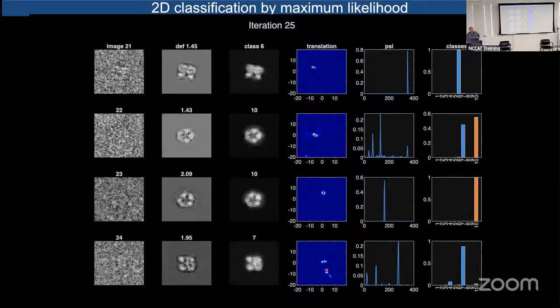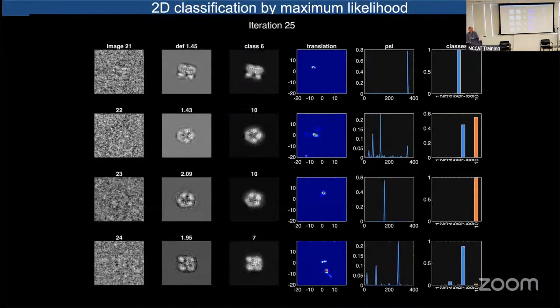And so by the time you get to the last iteration, the classes are pretty well defined, all except in this instance. The angles are pretty well defined, except in this instance. And as we go through these cycles, we're also tuning up our estimates of the classes. So you can see here the classes have high resolution details in them.